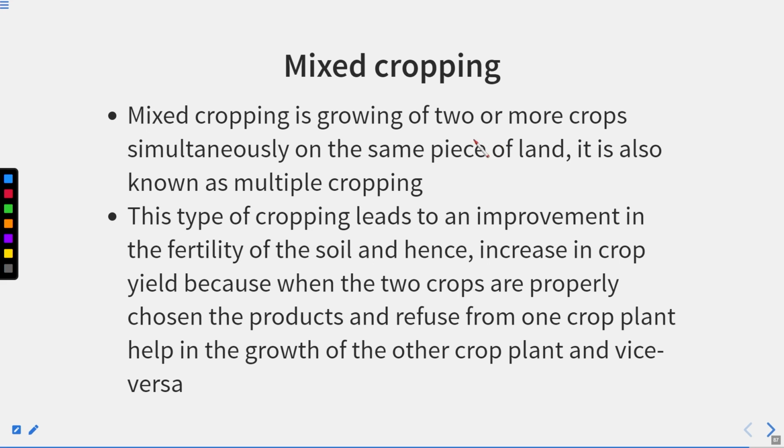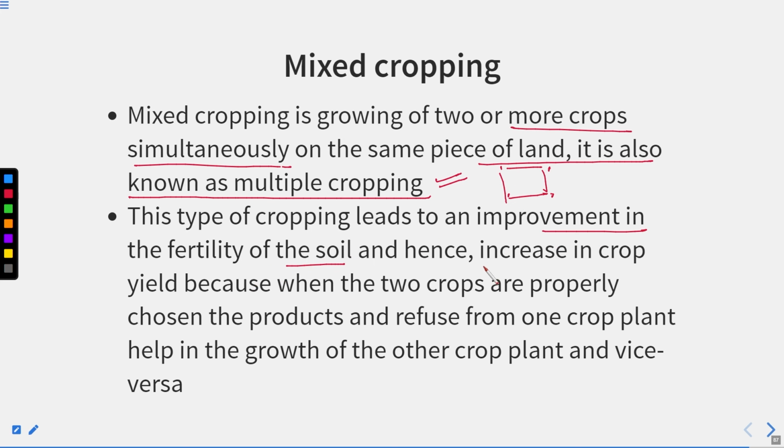Mixed cropping. Mixed cropping is growing two or more crops simultaneously on the same piece of land. It is also known as multiple cropping. We have once discussed it while discussing the square system of planting of banana, right? This type of cropping leads to an improvement in the fertility of the soil and hence an increase in the crop yield, because when the two crops are properly chosen, the products and the refuse from one crop plant help in the growth of the other. So in this way, mixed cropping is very, very important in the case of banana cropping.